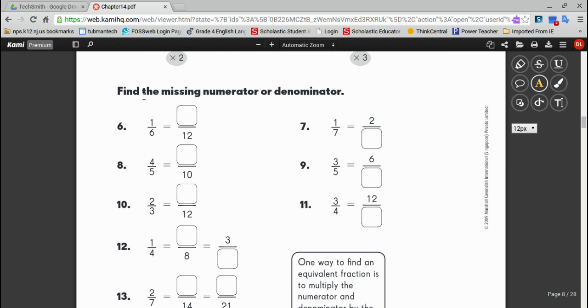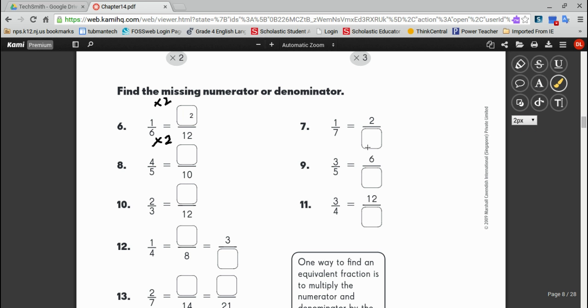Alright, so 6, let's find the missing numerator or denominator. So, let's think about this. So 6 goes to 12. So let's figure out what number you need to multiply to get to 12. So 6 times 2 will give me 12. So if I multiply the bottom by 2, I'm going to multiply the top times 2 as well. So that means 1 times 2, well, that's going to be 2.